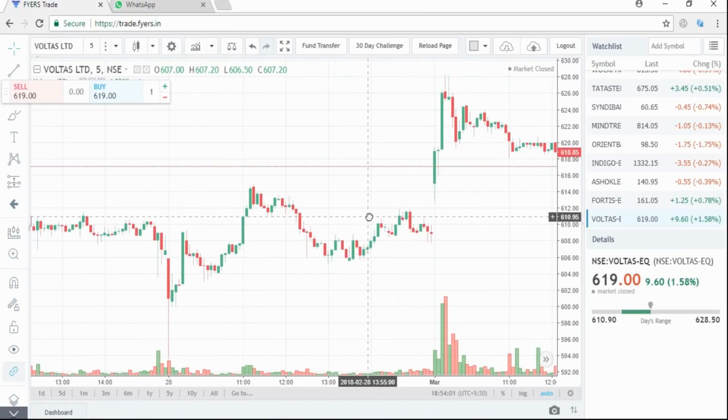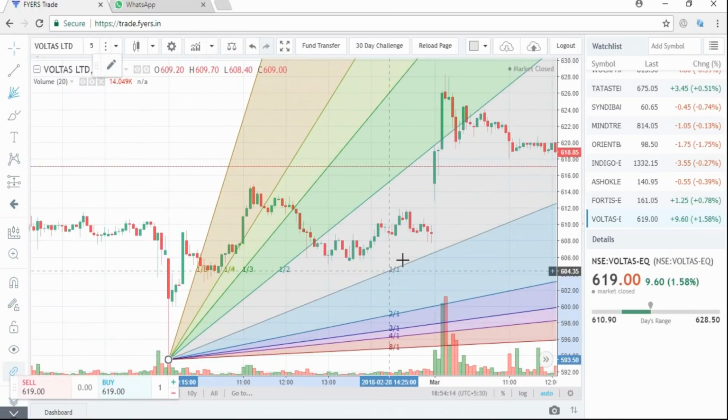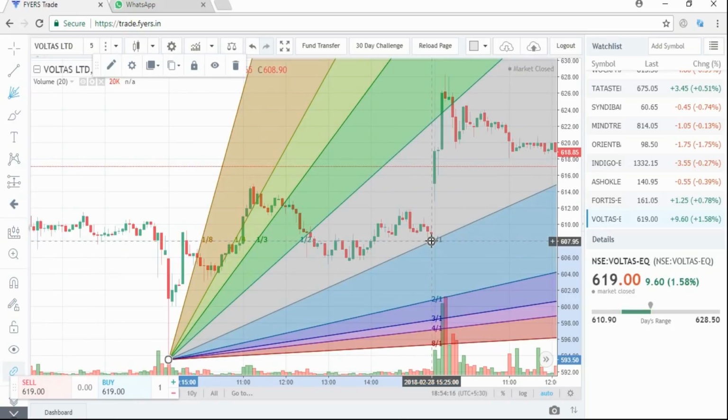Same thing we are doing. Previous day opening candle, connecting previous day opening candle low to closing candle low. So okay, opening candle low to closing candle low.